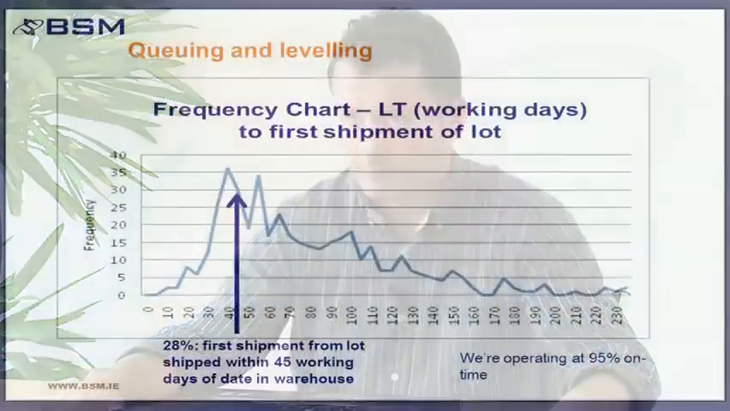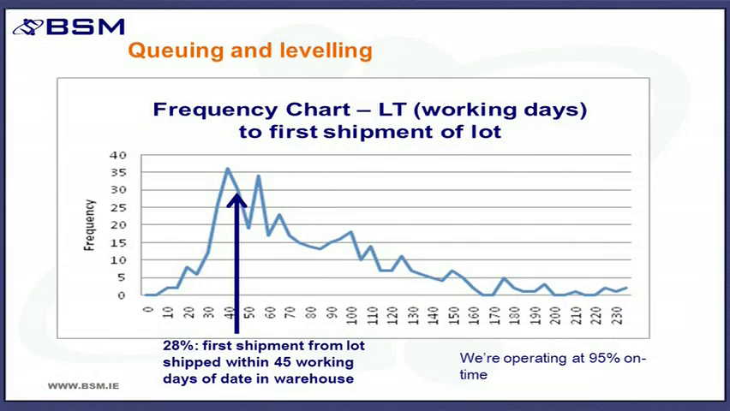Okay, I'm going to move on now, and I'm going to talk a little bit about queuing. And I need to introduce that first of all. So on the screen, you have a frequency chart. What the frequency chart shows is the delay in a particular organization. It happens to be an API manufacturing organization, but it shows the delay between the arrival of material in the warehouse and the first shipment of that material.